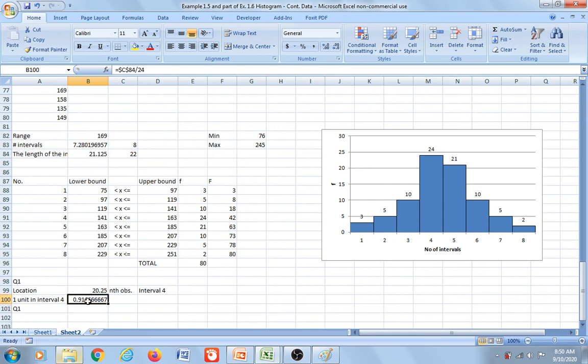Let's see if I do it correctly. 4, 24, yes. 22 is the length of the interval. Now what is Q1? Interval number 4 starts with 141 plus, okay, oh, I think I made a mistake.